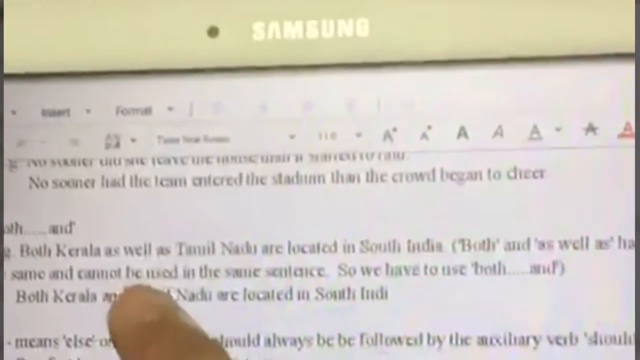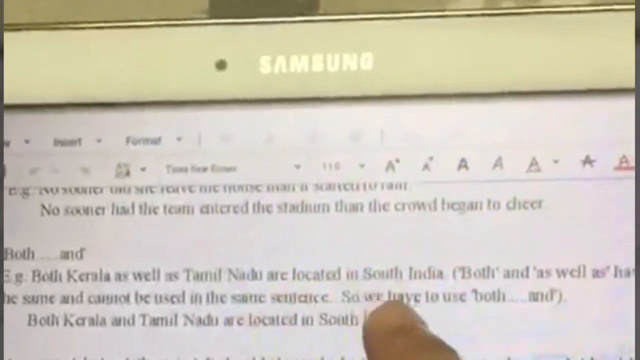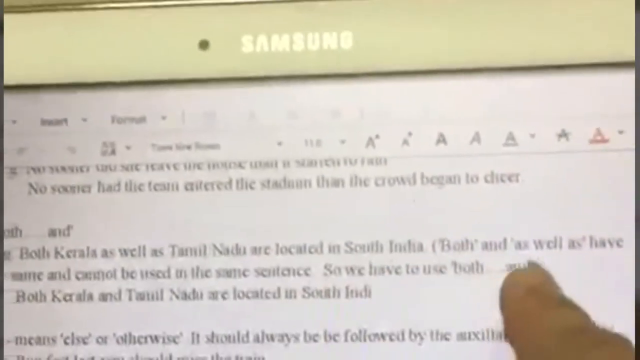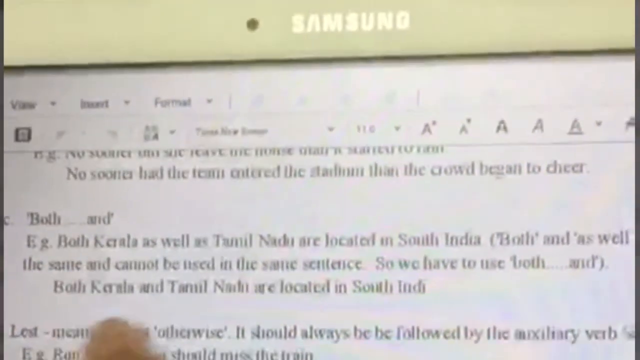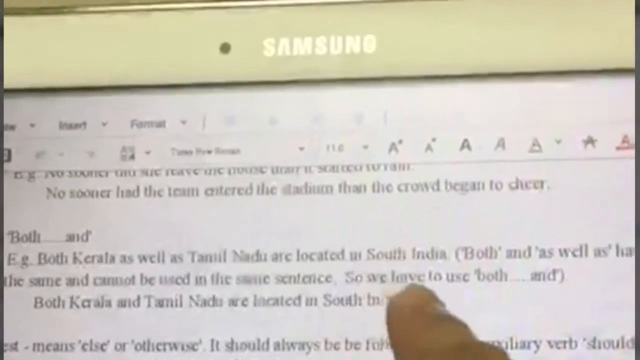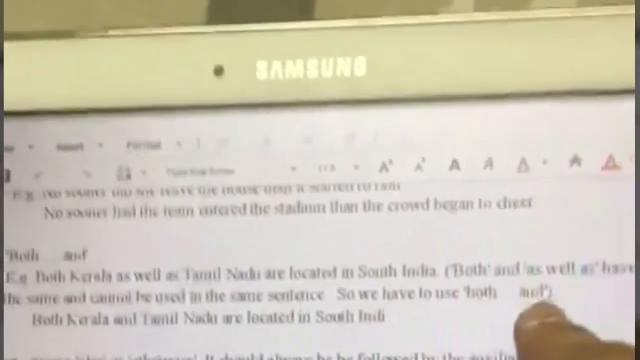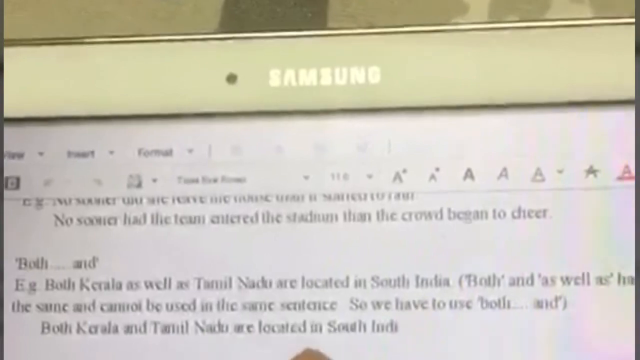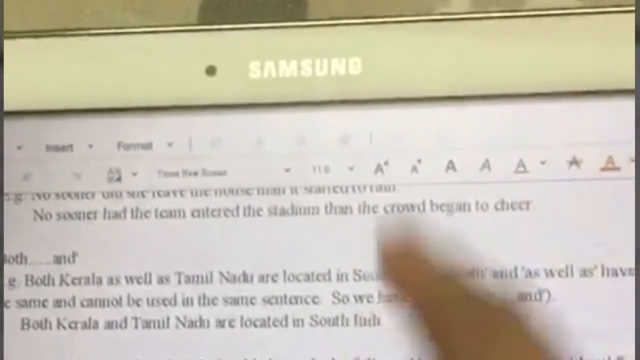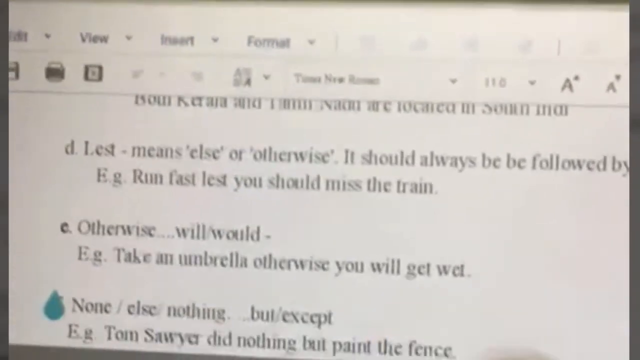Both and. For example, both Kerala as well as Tamil Nadu are located in South India. This is wrong because both and as well as have the same meaning, and cannot be used in the same sentence. So we have to use both and. We have to rewrite the sentence saying both Kerala and Tamil Nadu are located in South India. Now the next conjunction is lest.